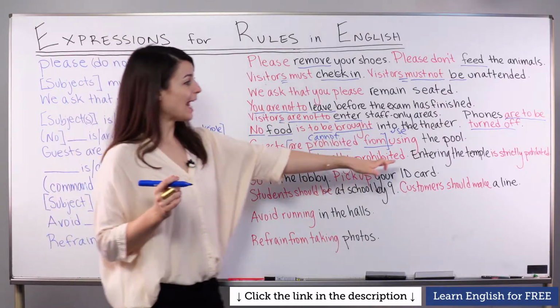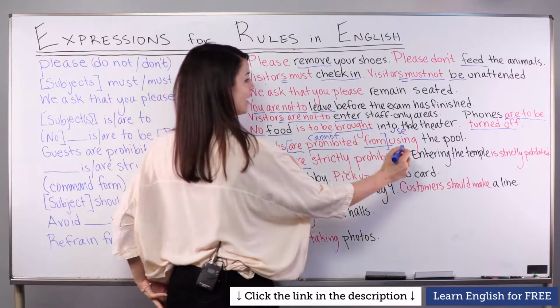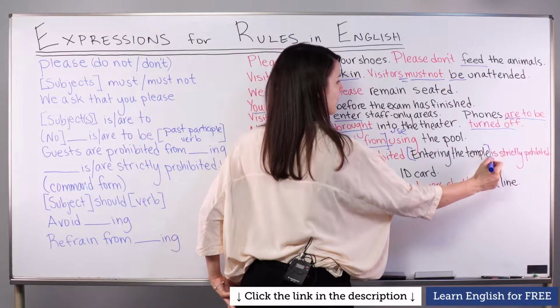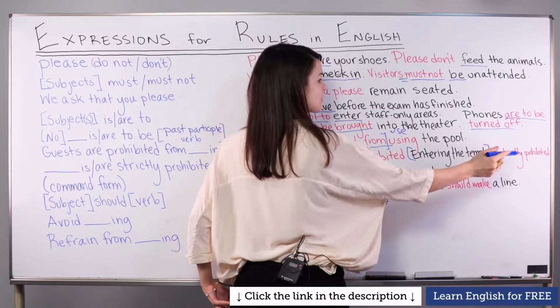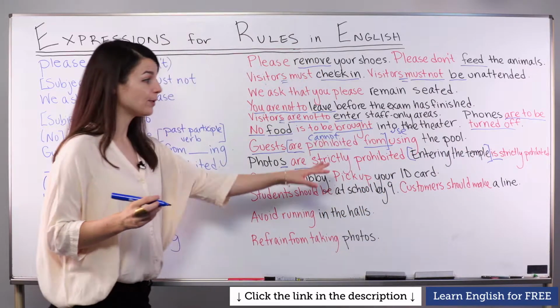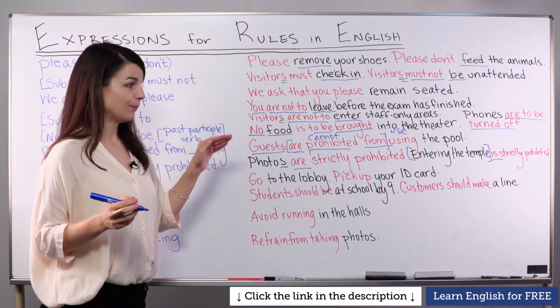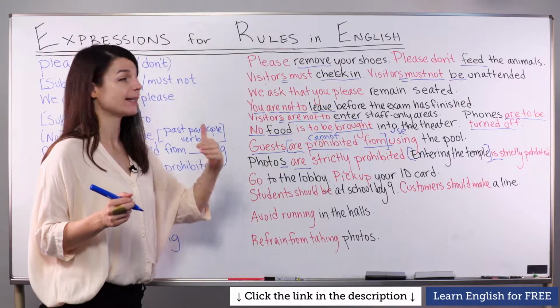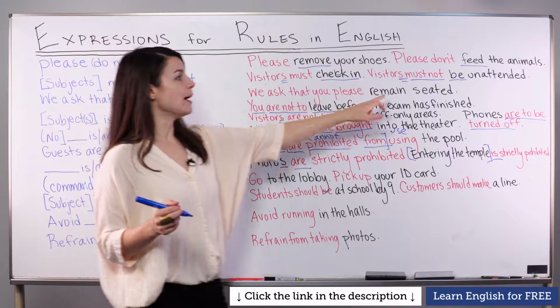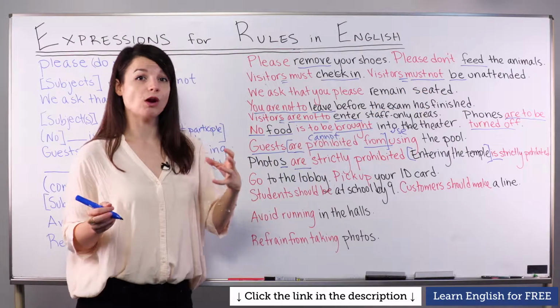Another example, entering the temple. Here I have a noun phrase. Entering the temple is, so this is a singular noun phrase, is strictly prohibited. You absolutely must not enter the temple. So strictly prohibited you can understand as absolutely must not. So a very strong rule.